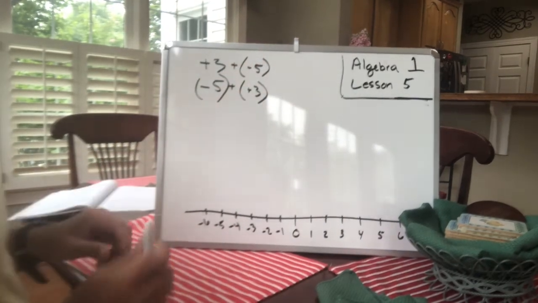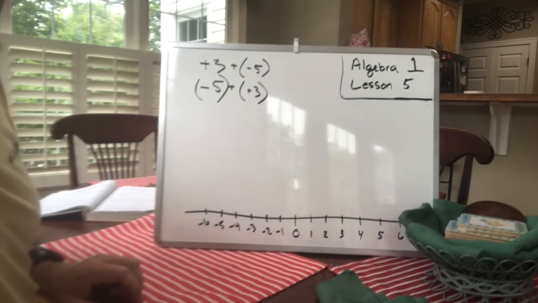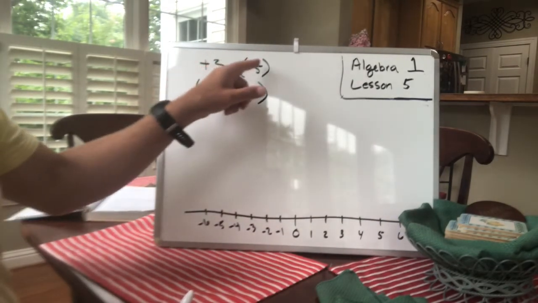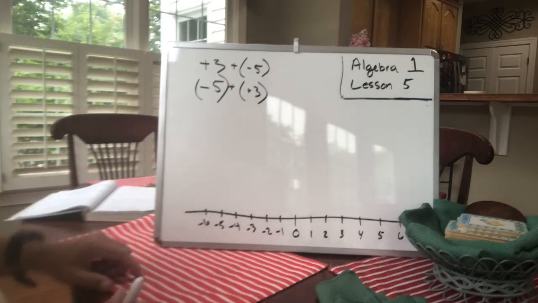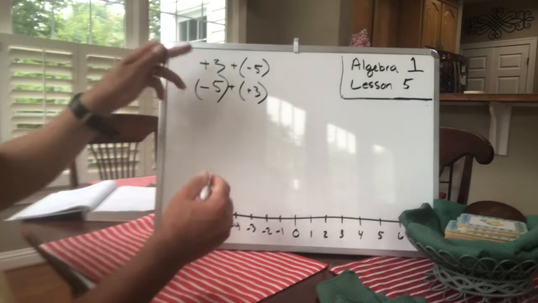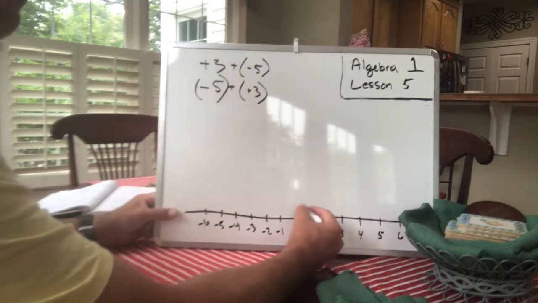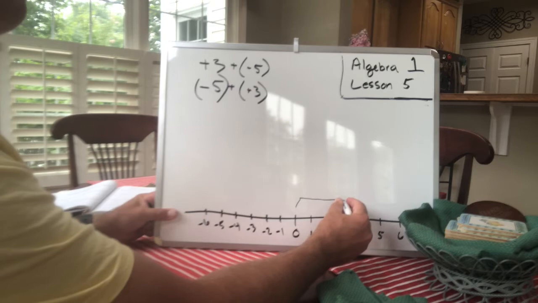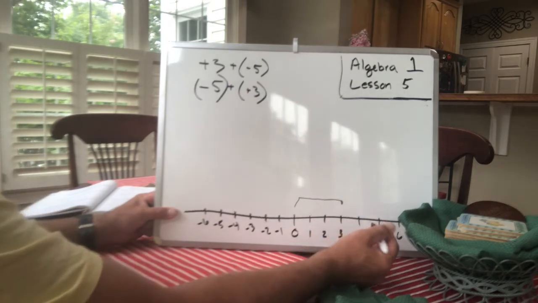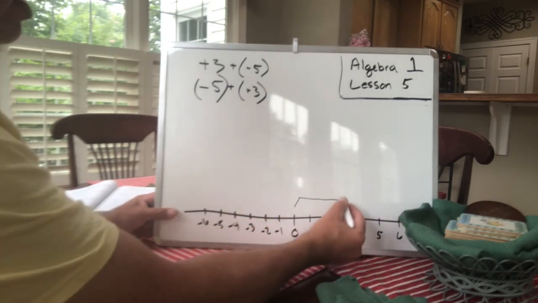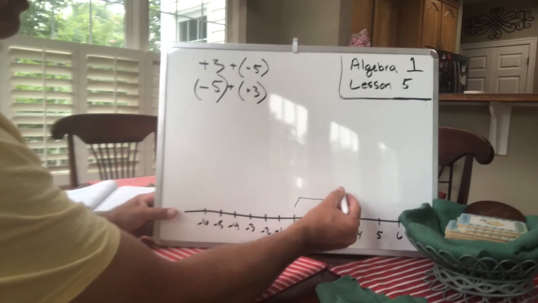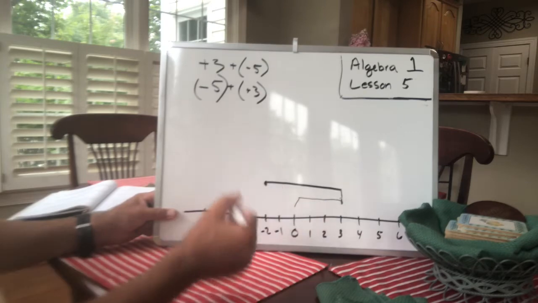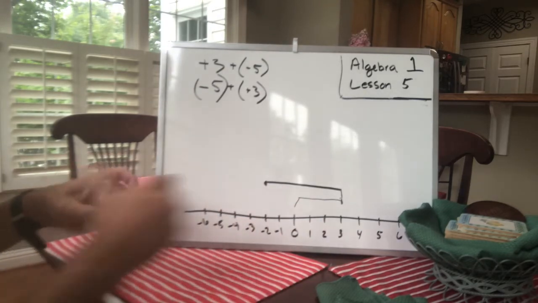This is known as the commutative property of addition. It doesn't matter what order I add them in, the answer is going to come out the same. This one is +3 plus -5. So I would go +3 to this right here, then I would go plus -5. I would come here and go 1, 2, 3, 4, 5, and finish up at -2.